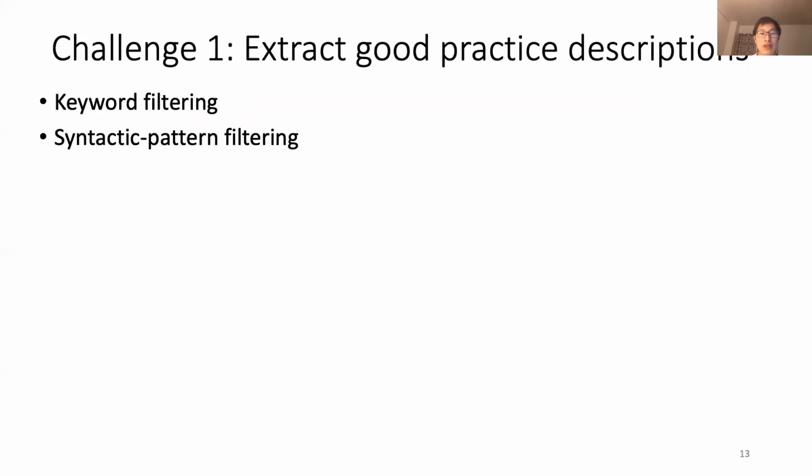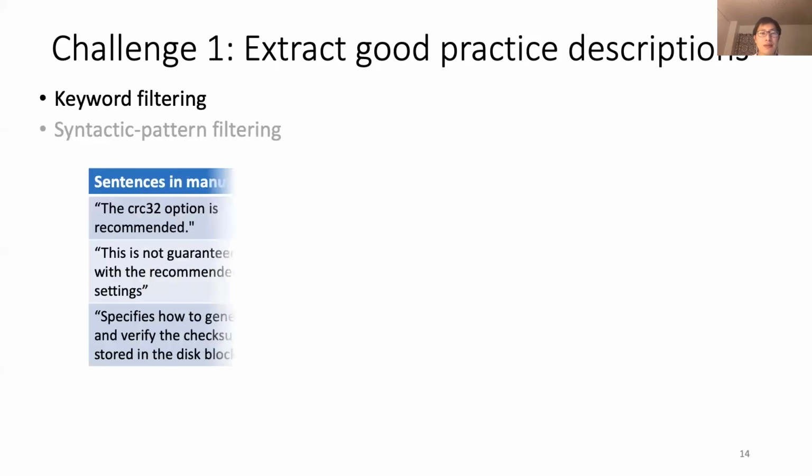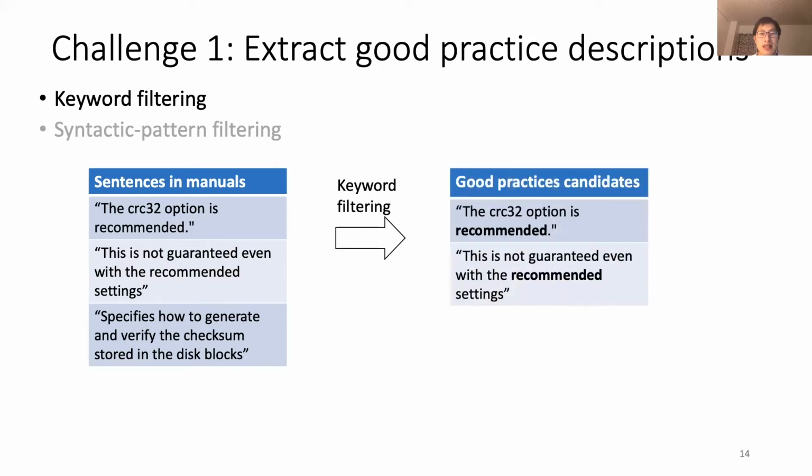For the first challenge, PracExtractor adopts both keyword filtering and syntactic pattern filtering to extract good practice descriptions. PracExtractor first extracts sentences that contain practice-related keywords as good practice candidates. In this example, the first and second sentences contain the keyword "recommend", and so are extracted. The third sentence contains no keyword, and so is filtered out.